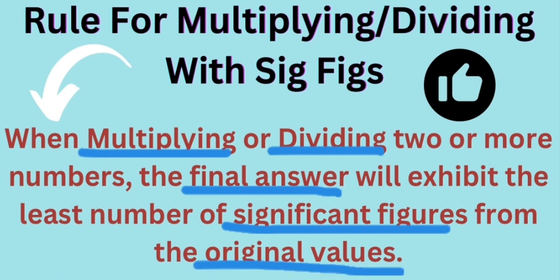This is different because when you add or subtract values, you take the least number of decimal places, while when multiplying or dividing, you take the least number of significant figures for your final answer. Now that we know this rule, let's put it into action with a couple of examples.